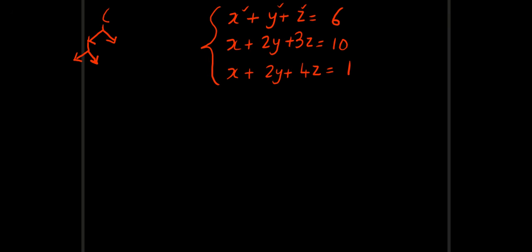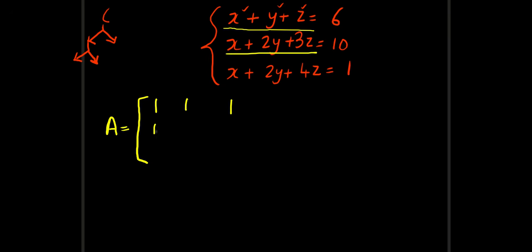Given any problem in which we are asked to test the consistency, the first thing to do is you have to write capital A. Capital A stands for the coefficient matrix. So the coefficients of the first row are 1, 1, 1. And for the second row, it's like 1, 2 and 3. And for the last row, 1, 2 and 4.